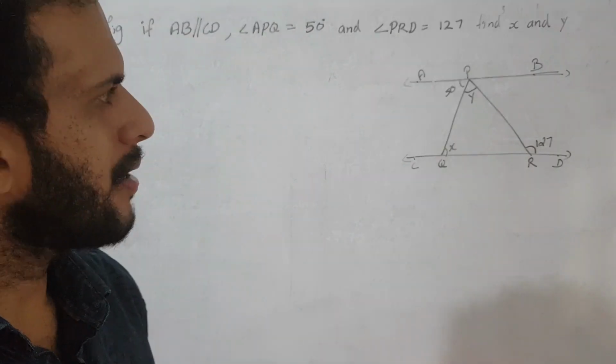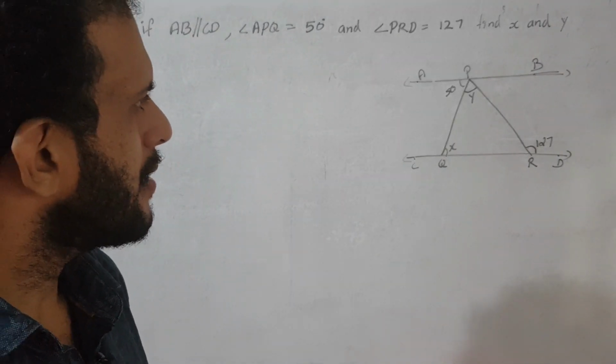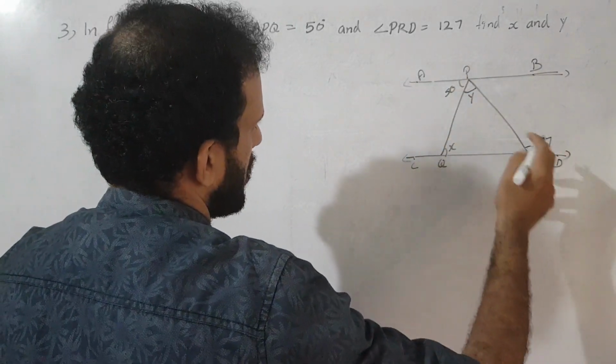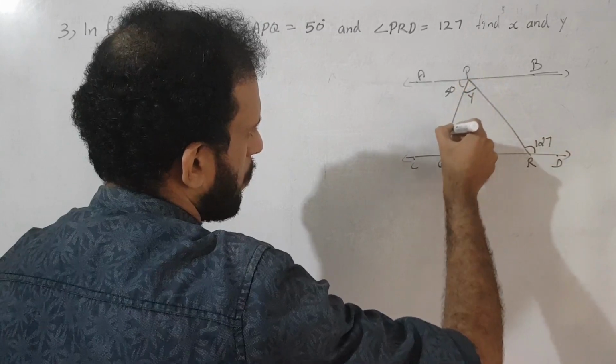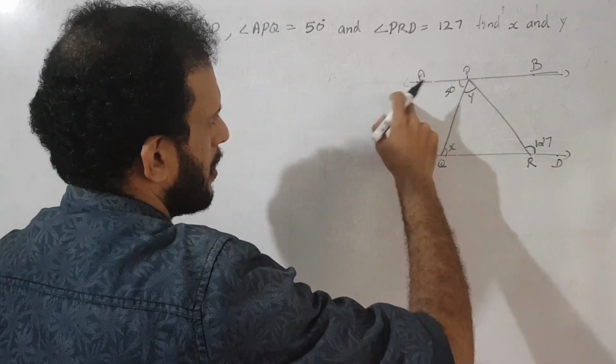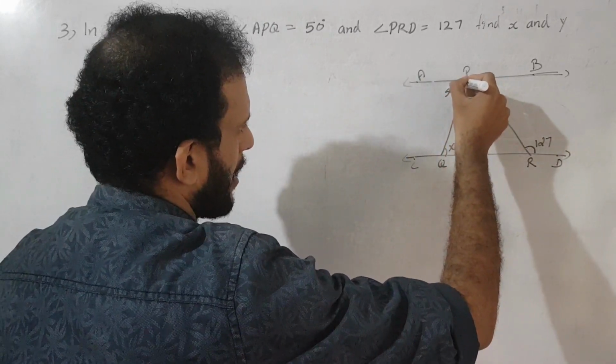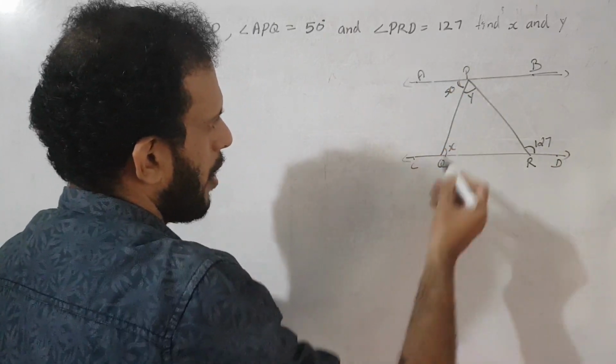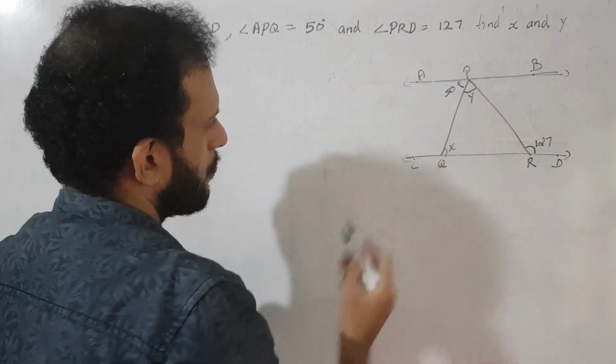Okay, now we consider AB and CD as the two parallel lines. They are cut by the transversal PQ. Then there exist the angle APQ and angle PQR. What do we call these two angles?